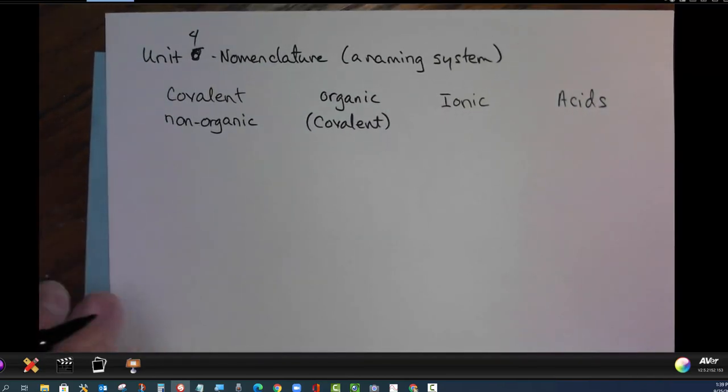Okay, so these are the last 2 categories of nomenclature. Please put that in your notes.